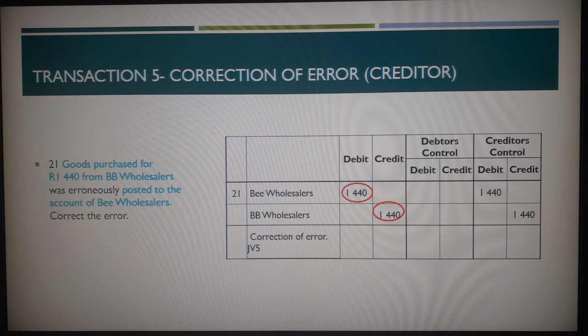We now need to show the effect on creditors control. So we take away from B Wholesalers because we are debiting his account. So in effect, it would be a debit in creditors control, but we now need to add that amount to BB Wholesalers. So we therefore show the credit in creditors control.